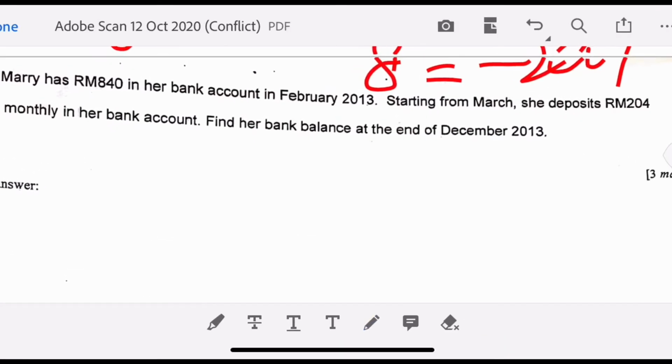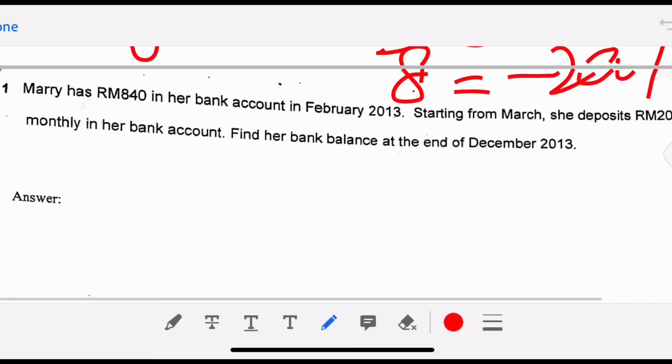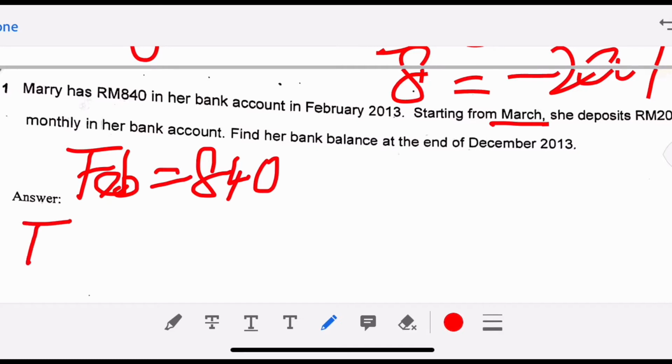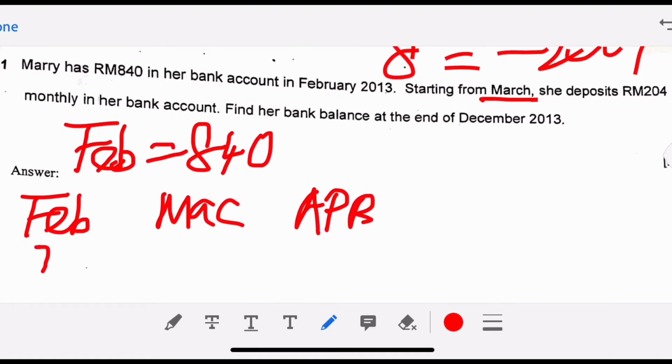Okay, for question number 11, this question is very easy, but many students never do it carefully. You must remember that this is involving money, so you need to be very careful. So we try to figure out carefully, because sometimes you are a bit confused with the first term, so you list out like this.